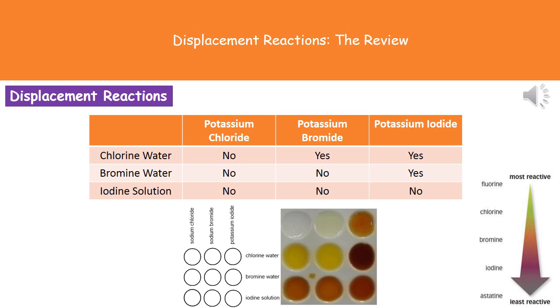From those experiment results that we generate, we can actually put together a reactivity series, which is what we've got in the bottom right there. So our most reactive halogen is fluorine and our least reactive is astatine. And just remember that if we've got one of those halogens that's more reactive than another one that's in that metal halide, then the more reactive one takes the place of the least reactive one.